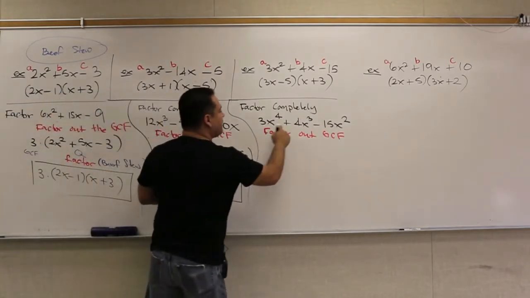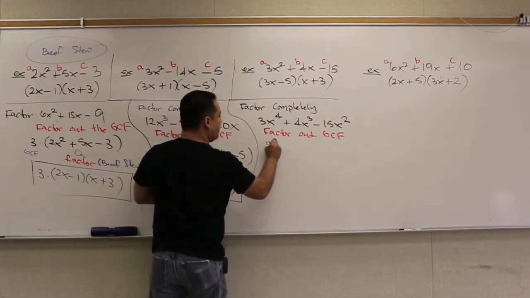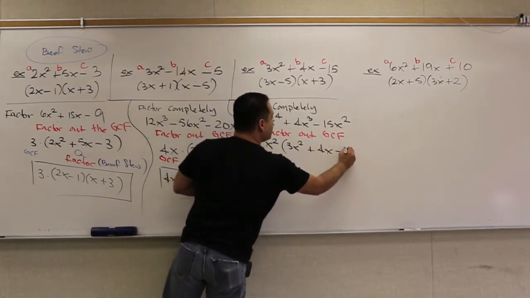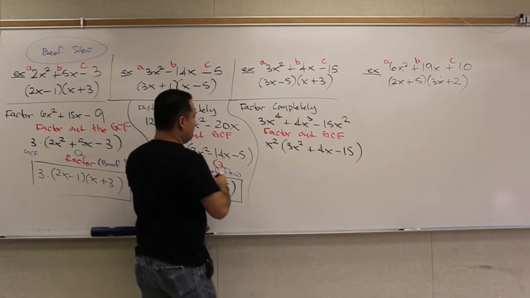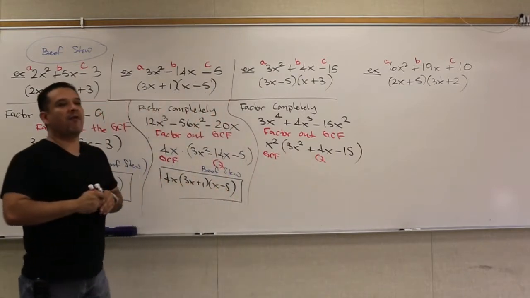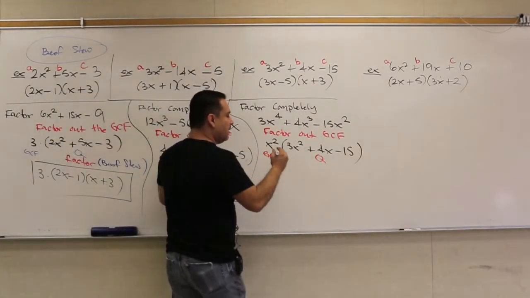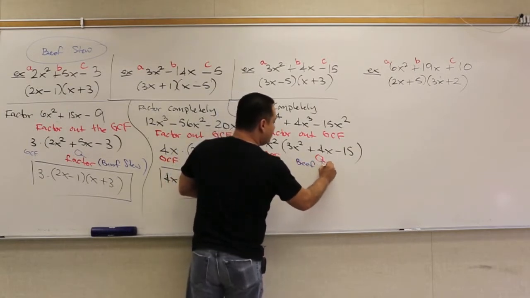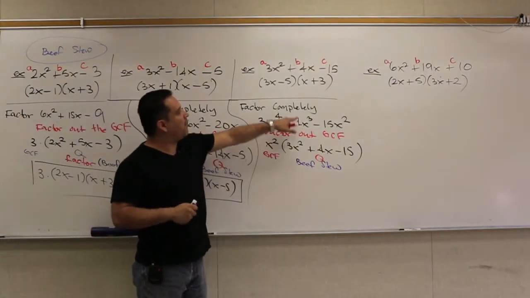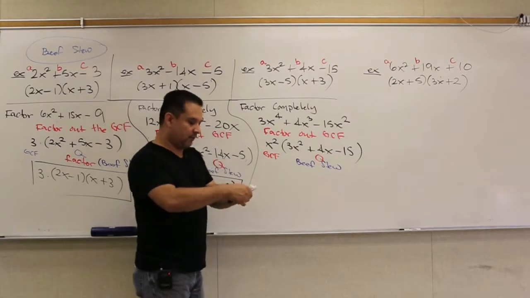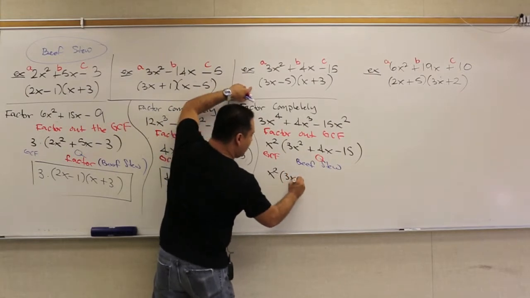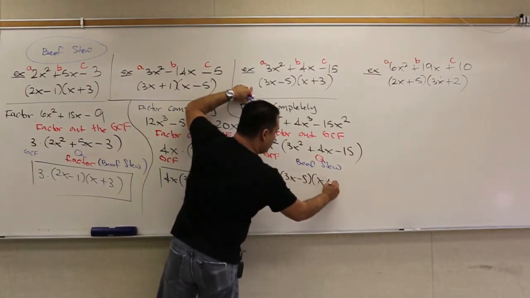So your greatest common factor here is going to be what? Just x squared. Good. The quotient? 3x squared plus 4x minus what? 15. So here's my greatest common factor. Here's the quotient. What recipe do you guys use to factor the quotient? Beef stew. All right, here we go. Did we do this already as a warm-up? Sure did. So let's see the final answer. X squared times 3x minus 5 times x plus 3.